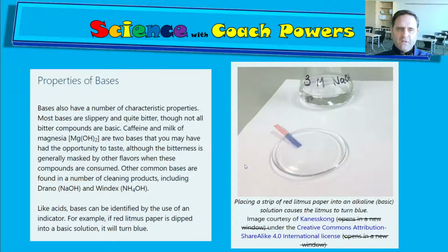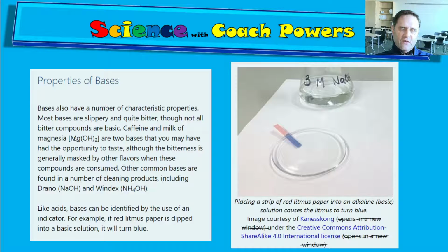Okay. Properties of bases now. Okay, we're at the base, and going to bases. I'm going to talk like this now because we're in the base area. Bases also have a number of characteristic properties. Slippery is a good one to classify those. Bitter and that kind of thing. That's sour. Bitter compounds are basic. Caffeine, milk of magnesia, which is the digestive thing.